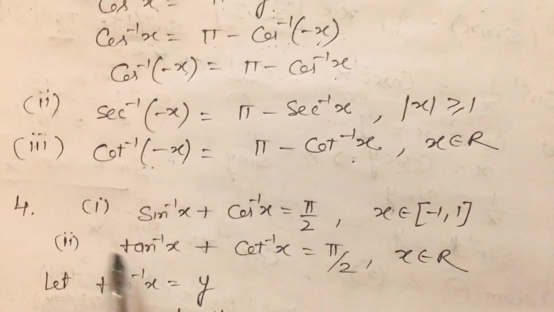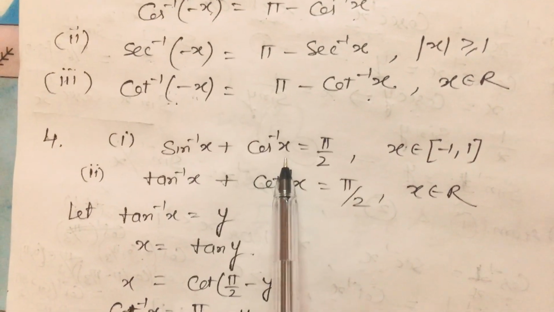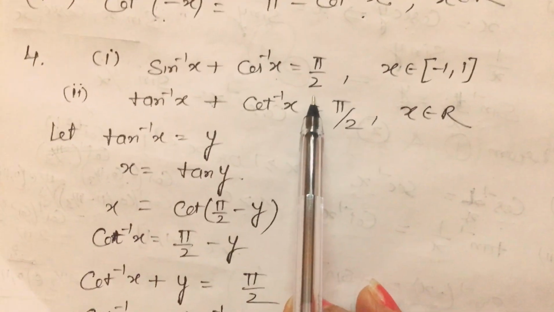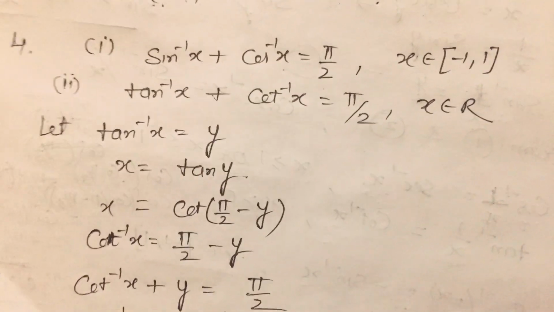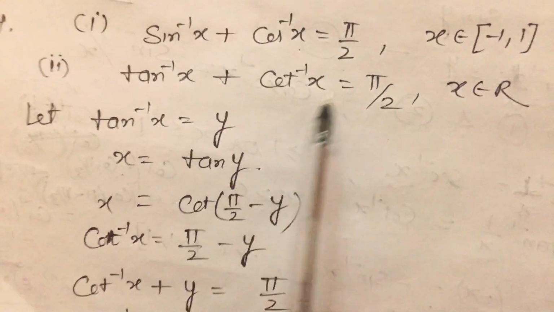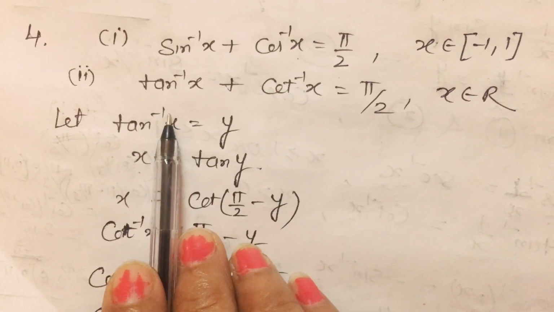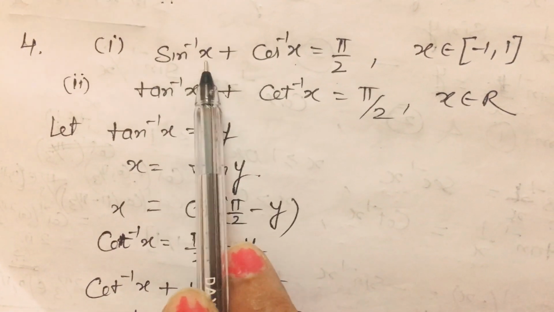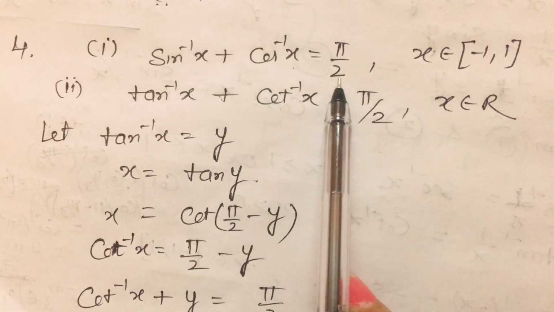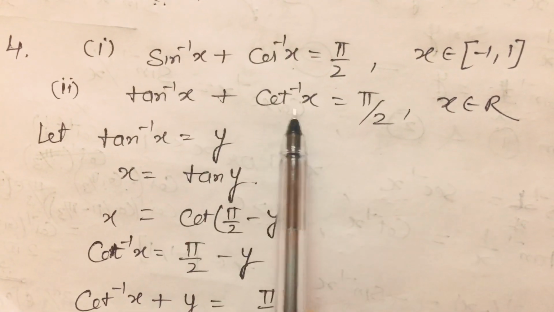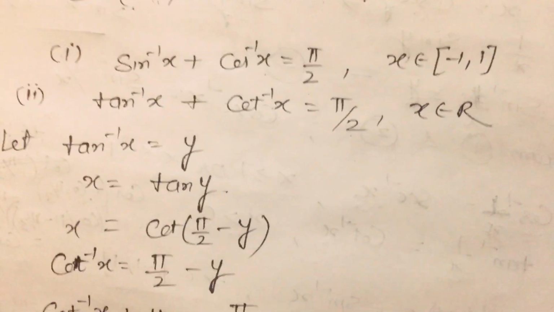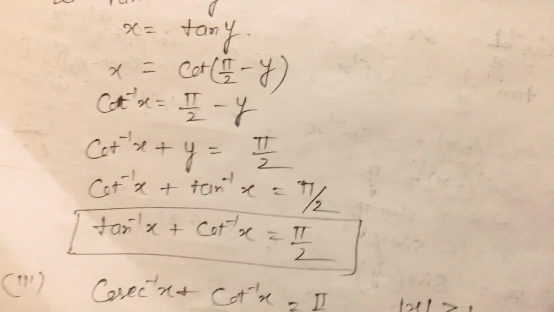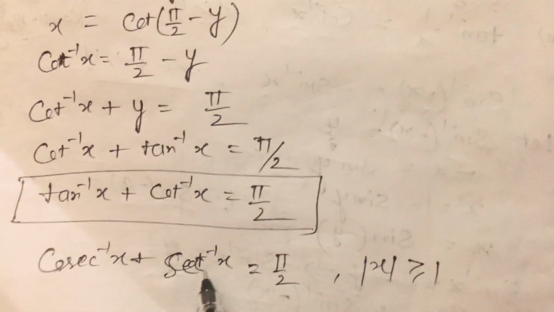And now the fourth property, sin inverse x plus cos inverse x is equal to pi by 2. We know that sin of pi by 2 minus theta is equal to cos theta, and cos of pi by 2 minus theta is equal to sin theta. And in inverse, the same property we will follow. Sin inverse x plus cos inverse x is equal to pi by 2. Tangent inverse x plus cot inverse x is equal to pi by 2. Cosecant inverse x plus secant inverse x is equal to pi by 2.